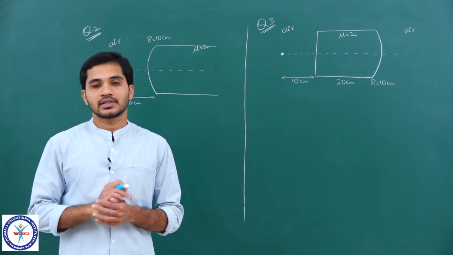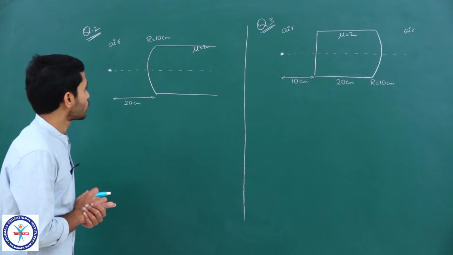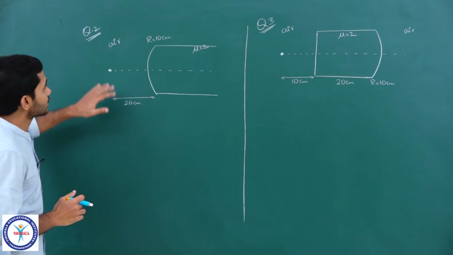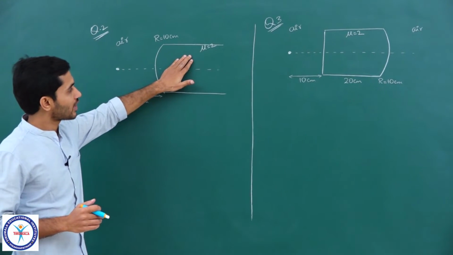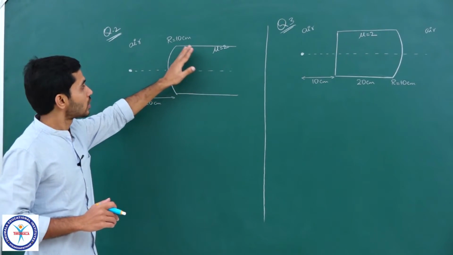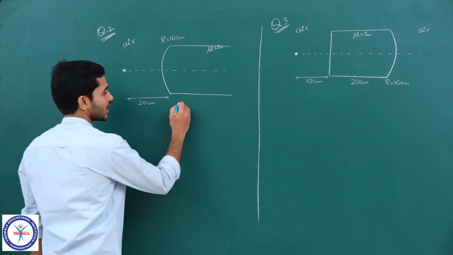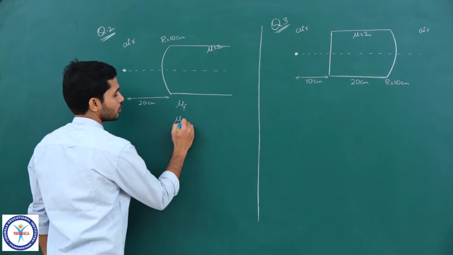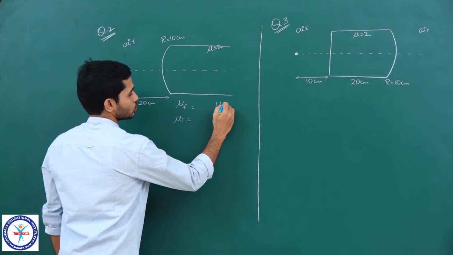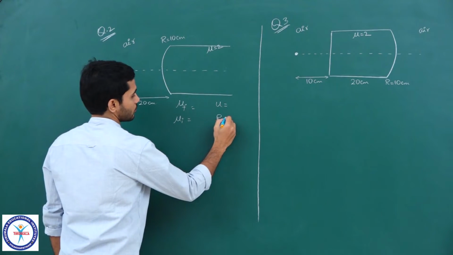So, students, let us understand a few more. Here you can understand this case: air, a medium of refractive index 2, curvature is 10 centimeters and the object is at 20 centimeters. So, let us quickly write down the values: mu final, mu initial, u and r.